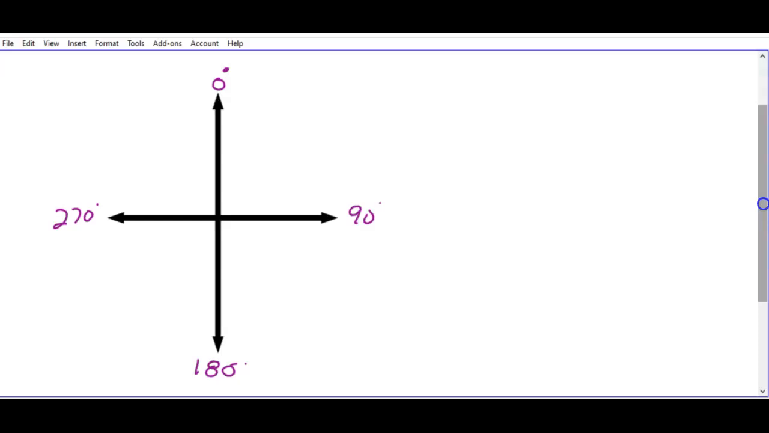Or the other way that we measure them is we measure them from the north or south. Oh, I'm running out of room there. And then we got an east and the west. So those are the two ways we measure navigation angles, depending on what's happening. We are going to look at boats and planes.